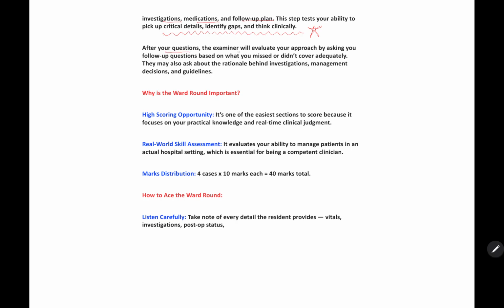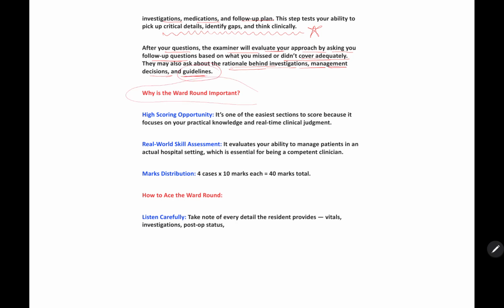So after your question, the examiner will evaluate your approach by asking you follow-up questions based on what you missed and did not cover adequately. They may also ask about the rationale behind the investigation, management decisions, and the guidelines related to that case.